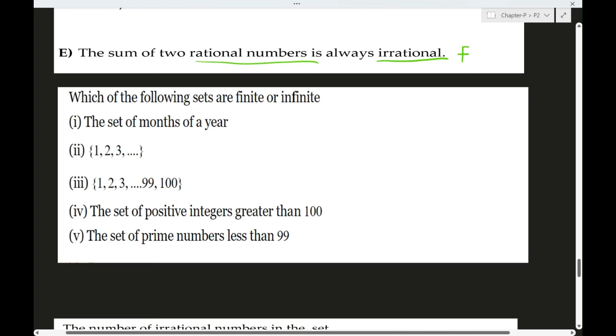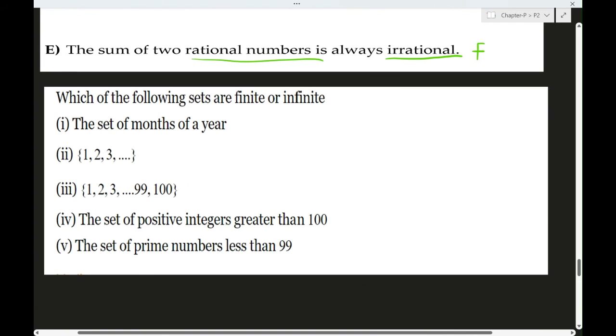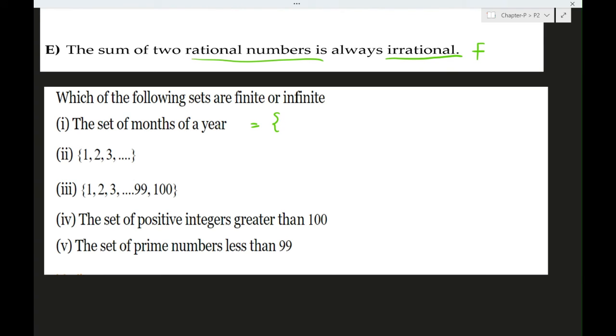This one says, which of the following sets are finite or infinite? So we just need to determine. So here, let's just have an idea. When we say the set of months of a year, what are the months? We have January, February, up to December. So these are the months, and you can see it is finite, because you can count them.